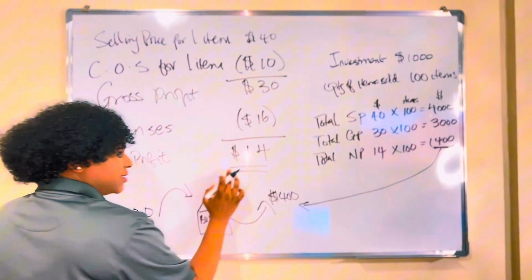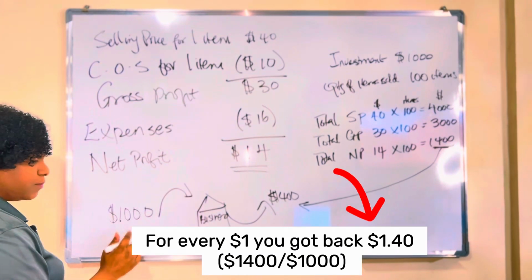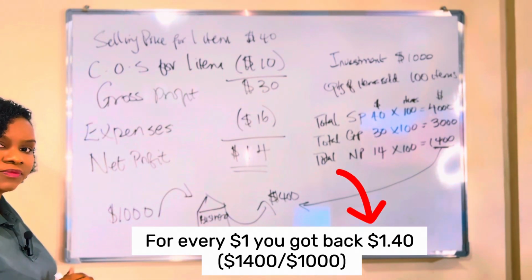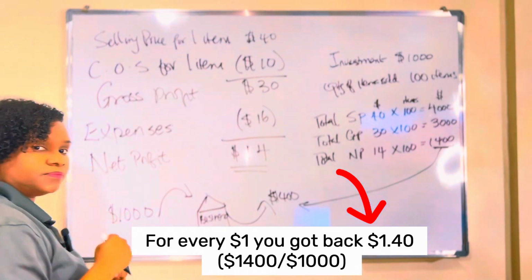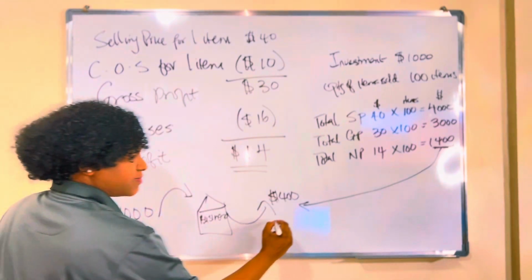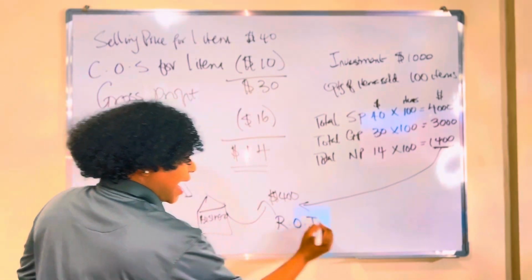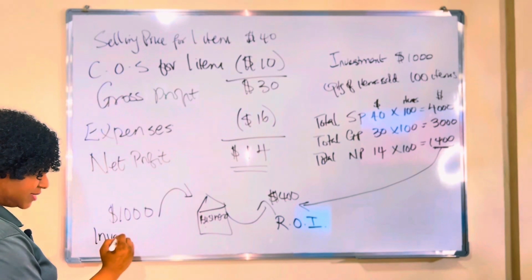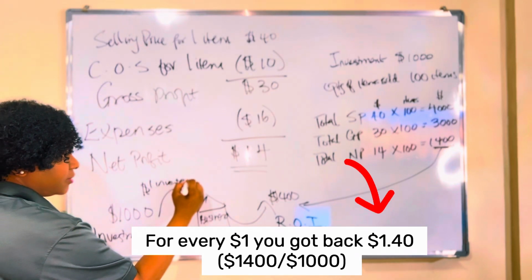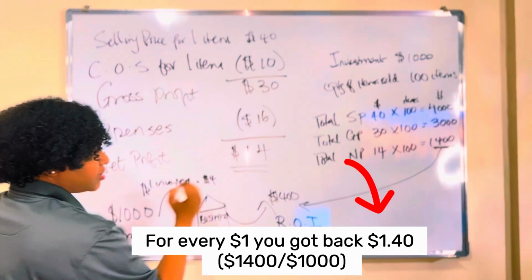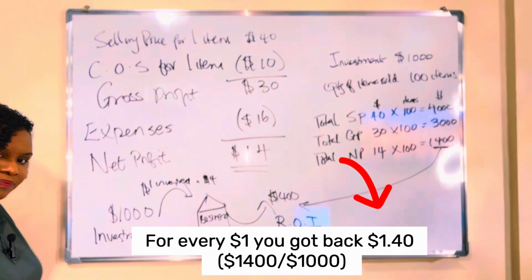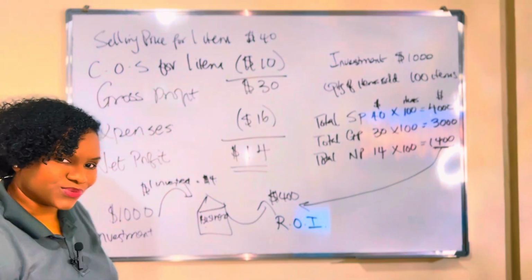This is the profit that you got. So for every $1 you invested into the business, you got back $14. I invested $1, I got back $14. That is your return on your investment, ROI. This is the investment. Every $1 invested, you got back $14 on that $1, which works out to be 14%. Are we clear on this one?